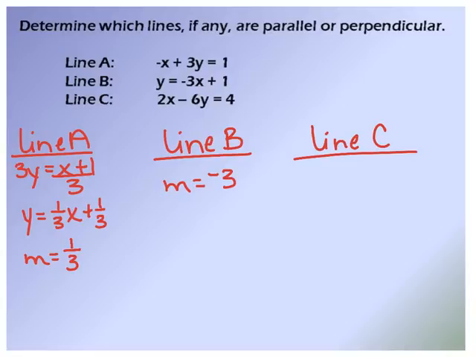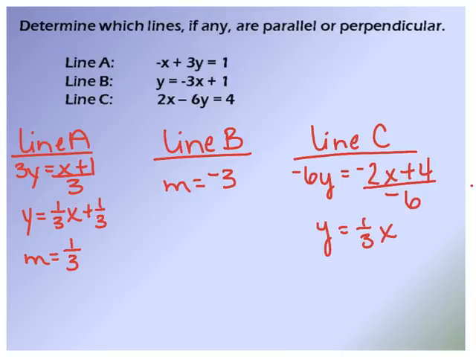In line C, we're in standard form, so I need to move the 2x over to the right-hand side, so I'm left with negative 6y equals negative 2x plus 4. To divide by negative 6, y equals negative 2 divided by a negative 6 is a positive 1/3 x. Positive 4 divided by a negative 6 is a negative 2/3. So here I can identify my slope as 1/3.